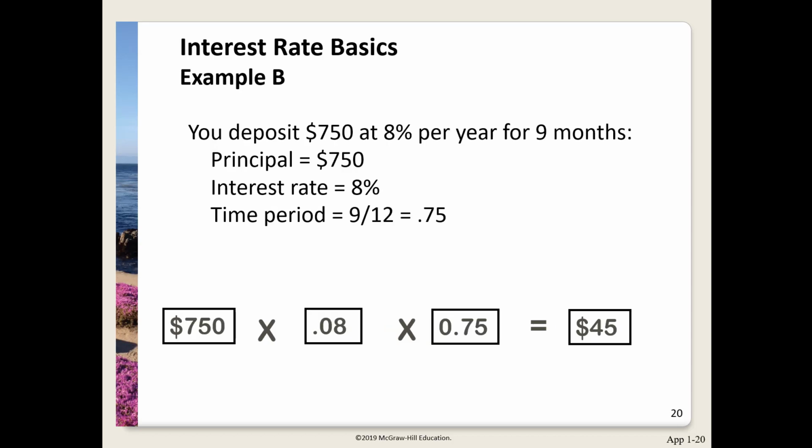Example B on page 33. The principal is $750, the rate is 8%, and the time is 9 months, or 0.75 of a year. So the interest earned is $45.